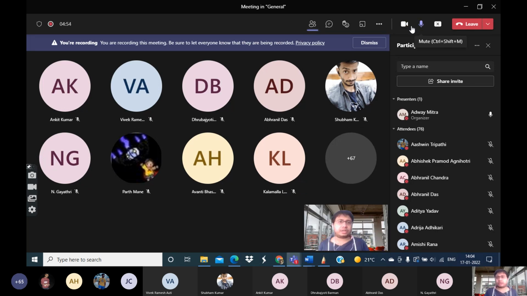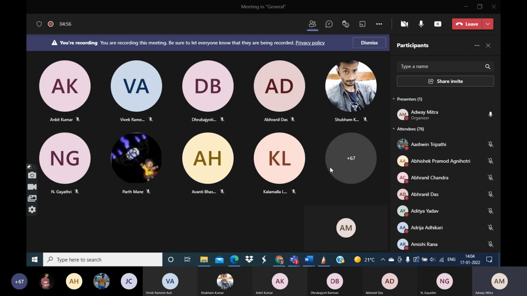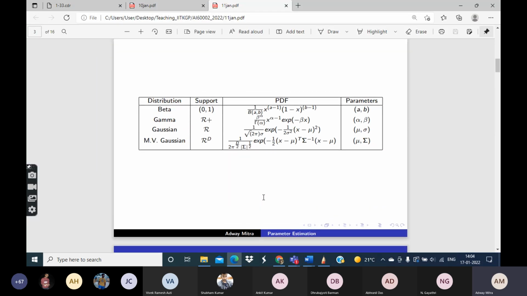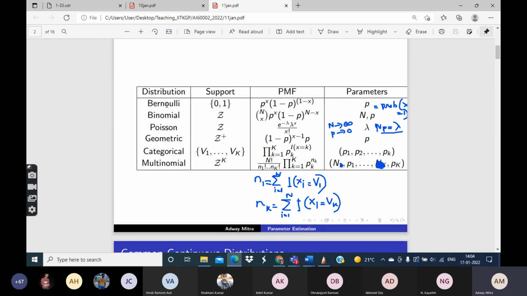Okay, fine. So let us start now. If you remember, in the last class we were discussing parameter estimation problems. In particular, we had considered several kinds of probability distributions, mostly Bernoulli, binomial, Poisson, etc., and also categorical and multinomial distributions. We had seen that all these distributions have different kinds of support sets. They are characterized by PMFs, probability mass functions, and each of them has certain parameters.